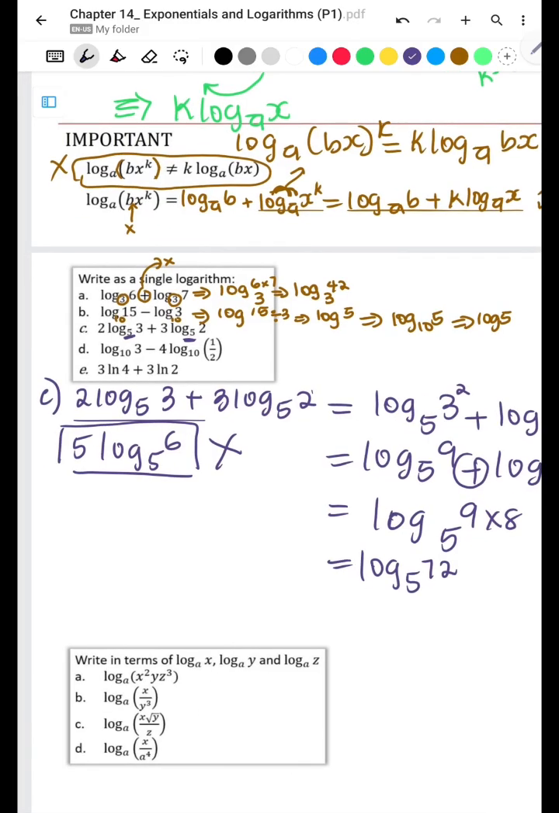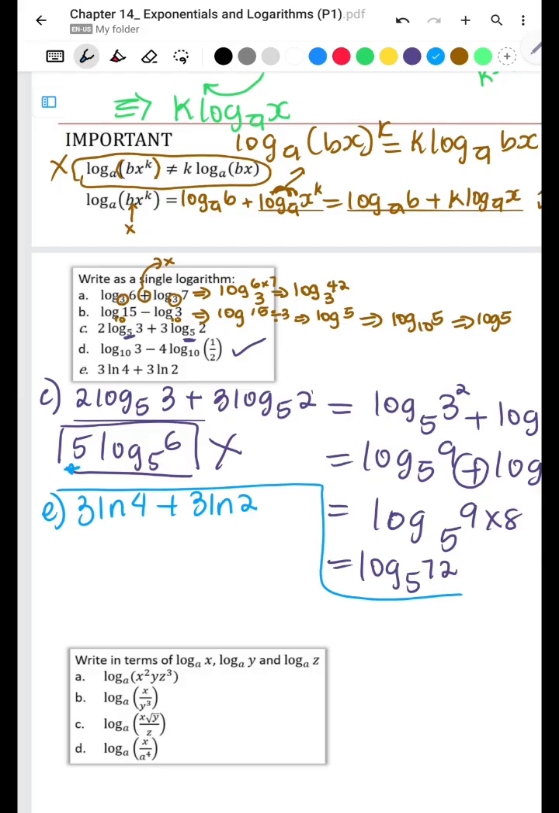What I just did here is similar to this, and I would just like to do the last one because that's a natural log and one of the interesting parts of logarithms. So for the E part, 3 natural log of 4 plus 3 natural log of 2. I cannot use the way I did this one. I need to break it down.